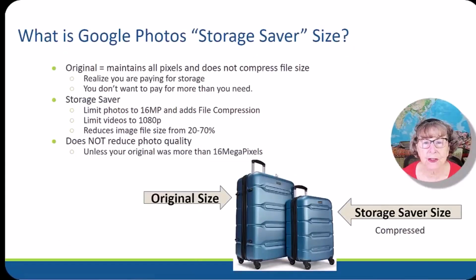So what is this Google Photos Storage Saver size? When you use Google Photos, you have the choice of uploading your photos in original size or Storage Saver. Original means original, all pixels, and does not add any file compression. Realize that you're paying for storage. You don't want to pay for more than you need. So Google has this feature called Storage Saver, which limits photos to 16 megapixels and adds file compression.